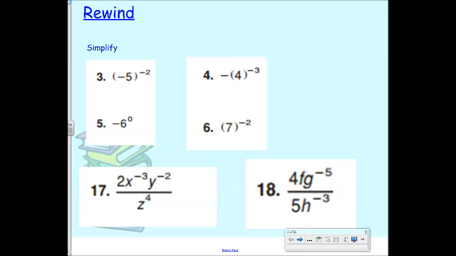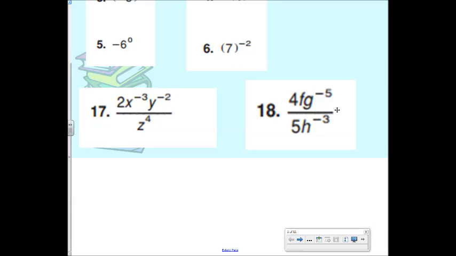Okay, so for number 17, taking a look at 17, remember from yesterday, what does the negative exponent tell you to do? That it needs to move. If it is on the top, it goes to the bottom. If it's on the bottom with a negative exponent, where does it go? To the top. Okay, so let's take a look at number 17.